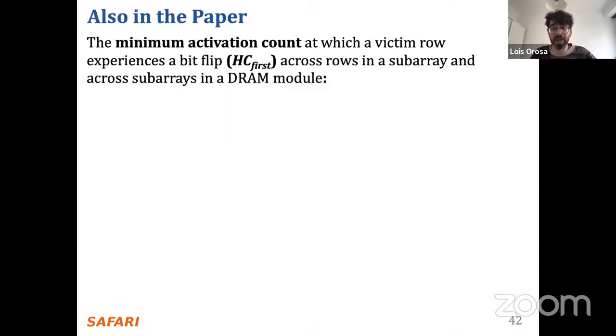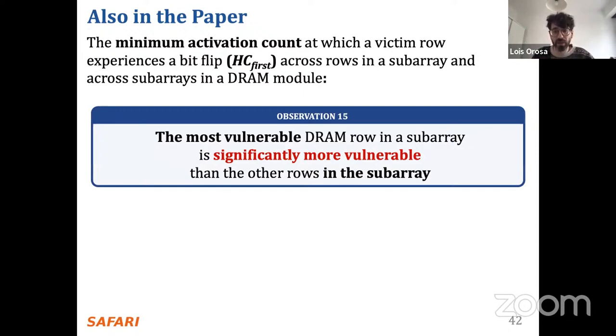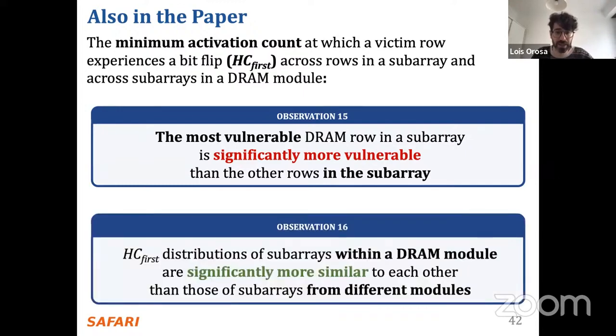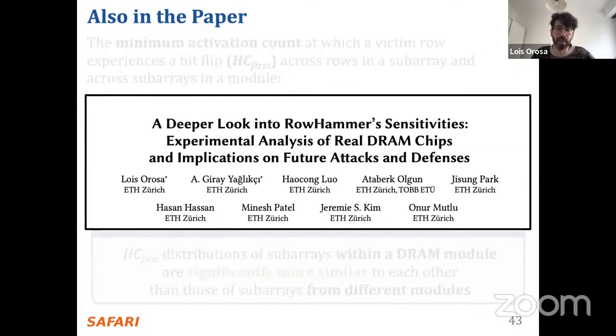In the paper, we also analyze the variation across rows in a subarray and across subarrays in a DRAM module. We make 2 observations from this analysis. First, the most vulnerable DRAM row in a subarray is significantly more vulnerable than the other rows in the subarray. And second, HC_first distributions of subarrays within a DRAM module are significantly more similar to each other than those of subarrays from different modules. We have more analysis in the paper.